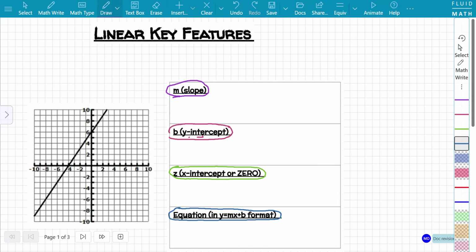Again, as we get to more function families, we'll see more key features, but for now, these are the four that we care about. All right, so let's start with slope.